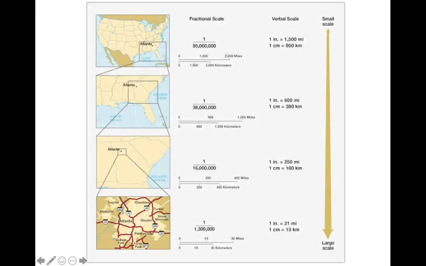Here's an example of how a map scale can change. We start at the top and you have a map of the United States. This map is going to be small scale. As you zoom in on the Atlanta area, you get a larger amount of detail, so you have a larger scale map.